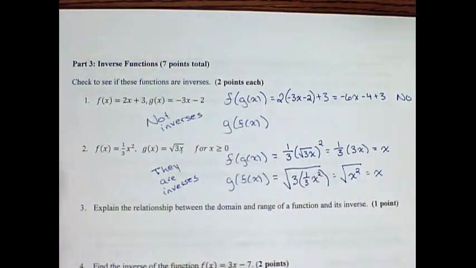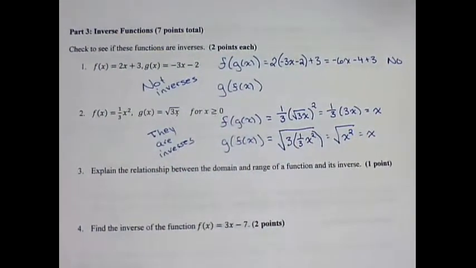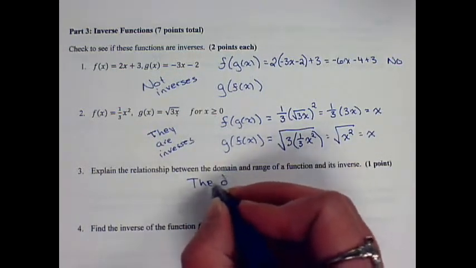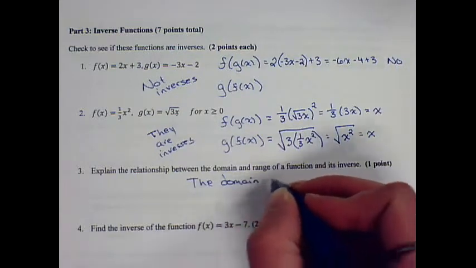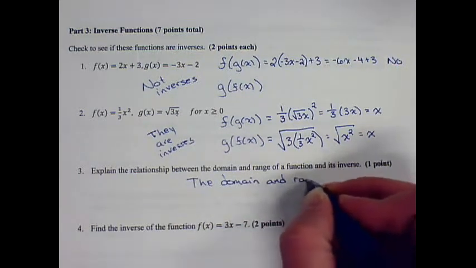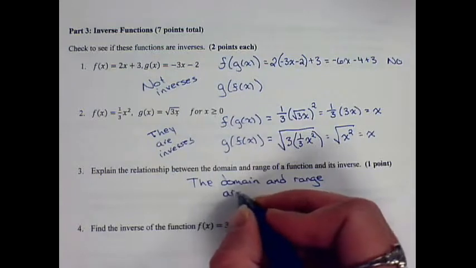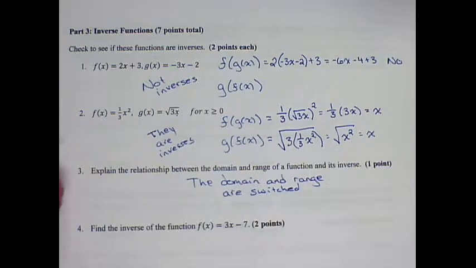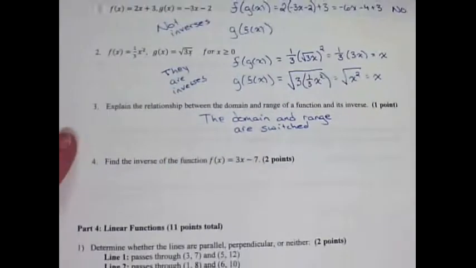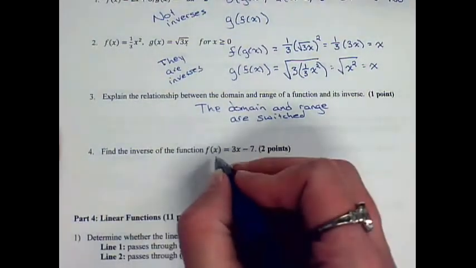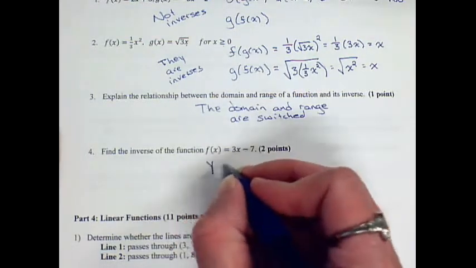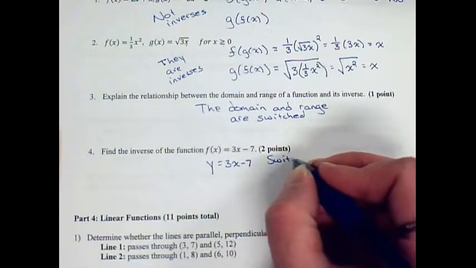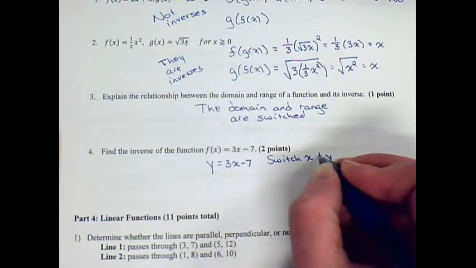Now, if you remember back on how the relationship between the domain and range, or how the x's and y's work, the domain and range are switched. So remember, to find the inverse, you will literally switch your x and y. I don't have a y, but I know f of x is just another name for y. So to find the inverse, switch x and y.